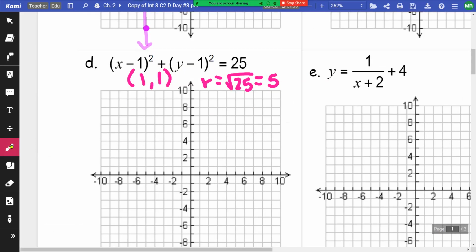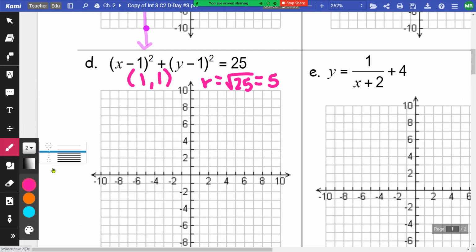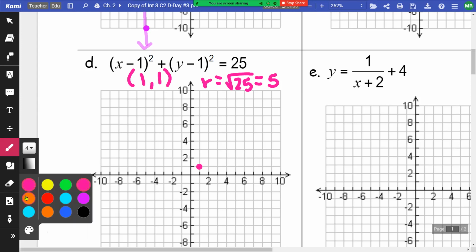So I am going to go to 1, 1. That's my center. Now that's actually not on my graph, it's the center of my graph. And then from here, I'm going to go out 5. 1, 2, 3, 4, 5 in each direction. And then I can draw my circle.